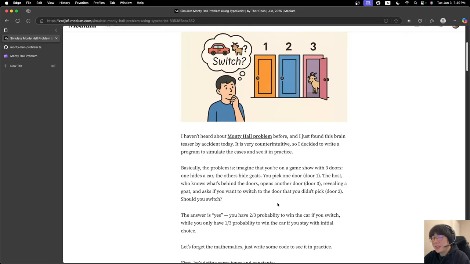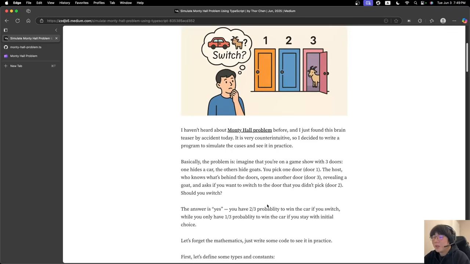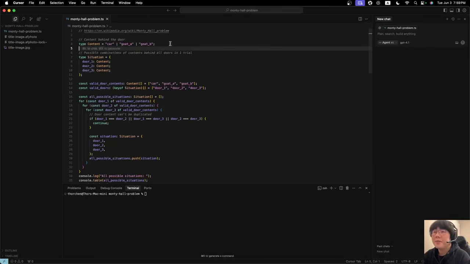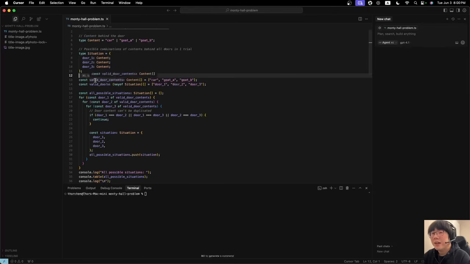Feels very counterintuitive, right? Let's forget about all the mathematics and just write some code to see it in practice. So here is the code. First, let's define the type content, which represents the thing that can be behind the door, which is either car, goat A or goat B. And then define the situation, which represents the possible combinations of contents behind all doors in one trial. And then define valid door contents and valid doors for future usage.